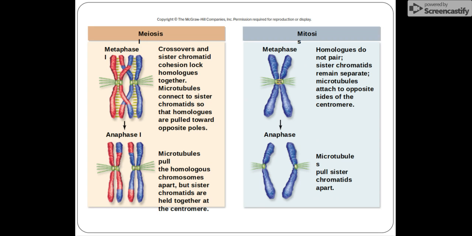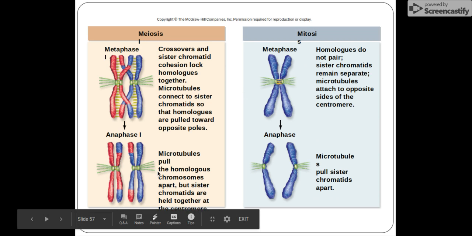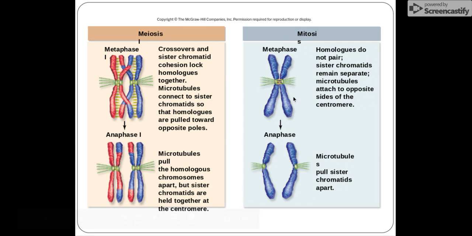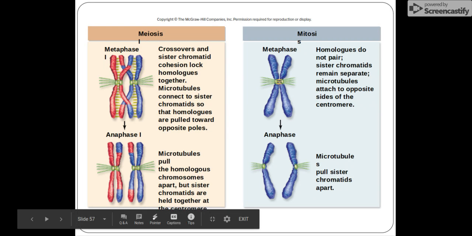Okay. And so here we see this crossing over occurring in meiosis and then separating our homologous chromosomes. In mitosis and metaphase, they line up. They're single file, so there's no crossing over. In anaphase, we separate those sister chromatids.